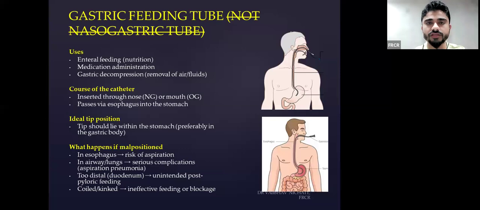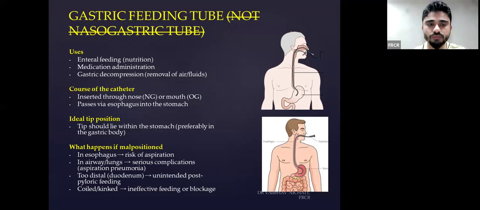What is the ideal tip position of a gastric feeding tube? It should be well within the stomach and preferably in the gastric body. Ideally, the literature also mentions that the tip of the gastric feeding tube should be at least 10 centimeters beyond the gastroesophageal junction in order to avoid aspiration.